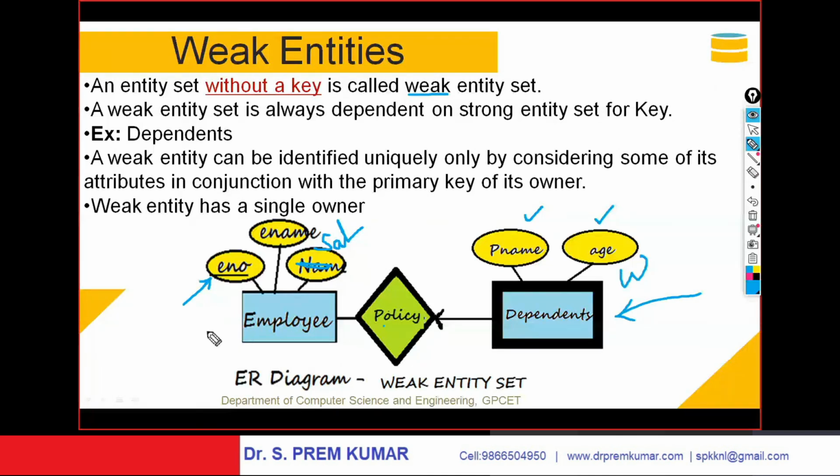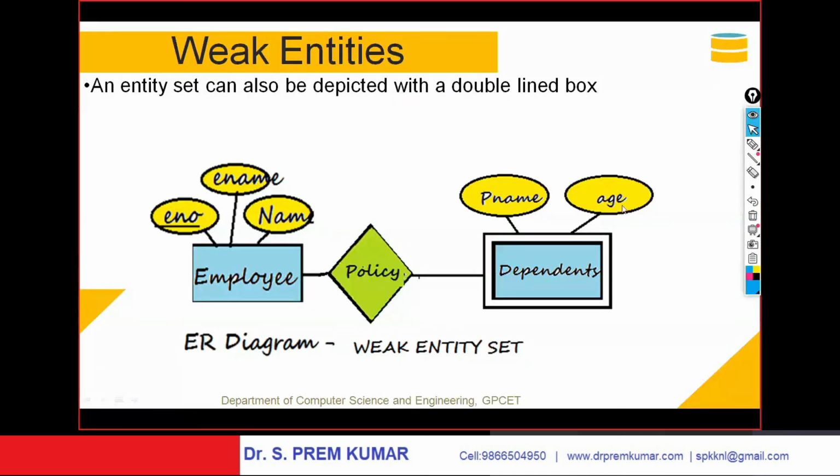This is a strong entity set because the employee has a key. This is a weak entity set. A weak entity set is a set which doesn't have a primary key. A weak entity set is always dependent on a strong entity set. A strong entity set is a set which has a primary key. That's the point to be noticed from this slide. And the weak entity set is depicted by either a thick bordered line or double rectangles. You observe here the double rectangles.